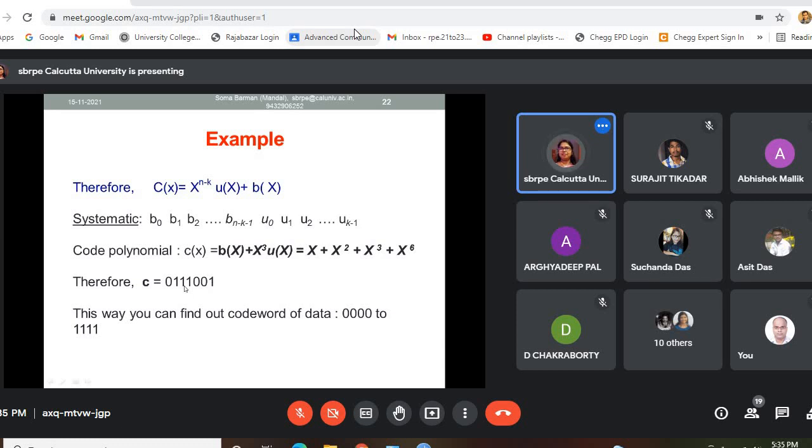And the parity bits are just added with this. Okay. So this way you can find the code word for the data 0 0 0 0 to 1 1 1 1 for the 7-4 code.